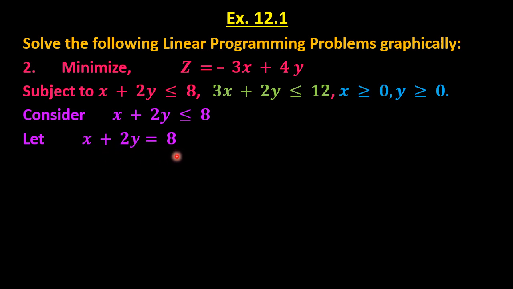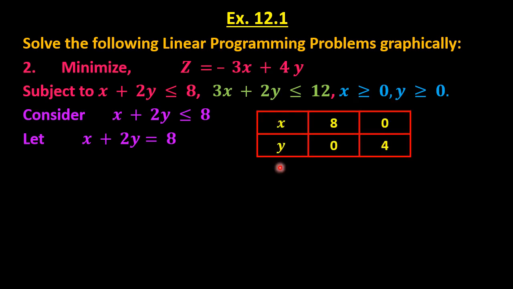Now to plot this equation in the graph, we need at least 2 points. Plotting an equation in the graph, we have already learned in class 10. Here in the rough, I have calculated the 2 points. First, putting y equals 0, x will be 8. And second, when x equals 0, y will be 8 by 2, which is 4. So these are the 2 points: 8, 0 and 0, 4.